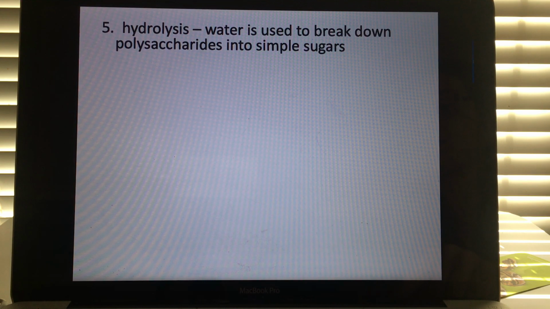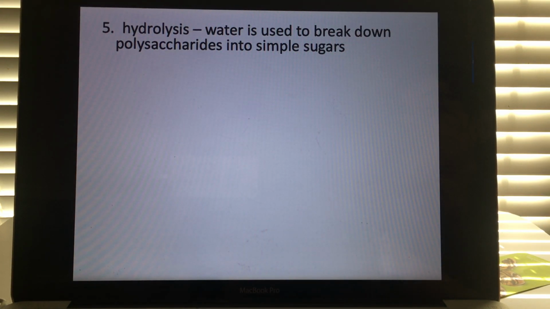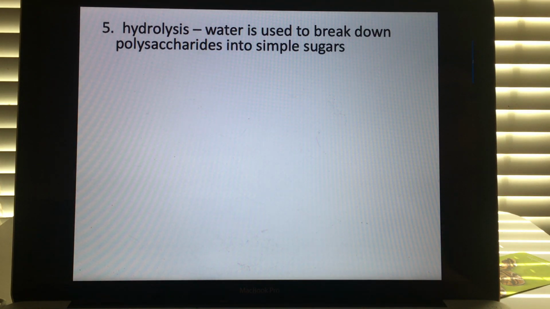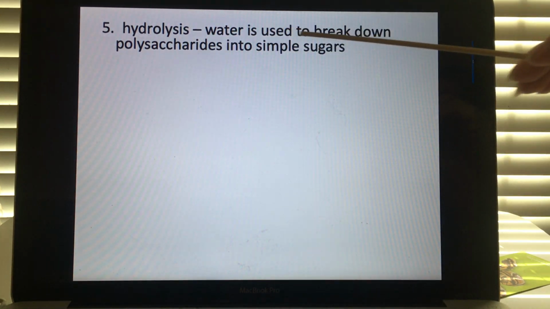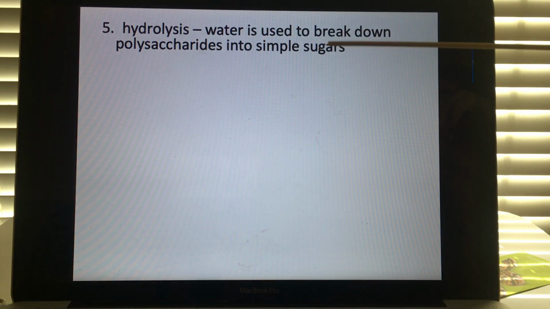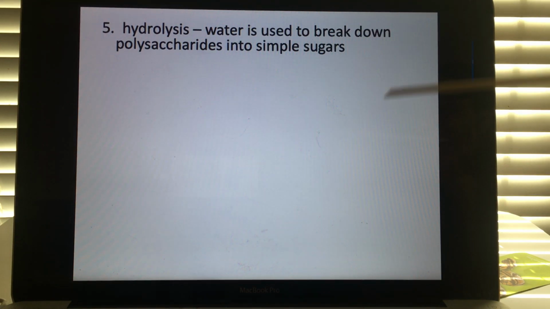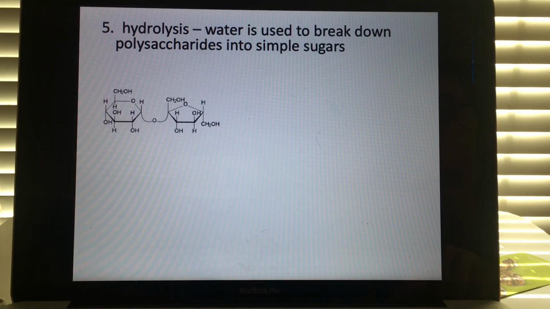So hydrolysis is the opposite of dehydration synthesis. And we're going to see hydrolysis and dehydration synthesis throughout this unit many times, no matter really what class of organic compounds we're talking about. But hydrolysis is when water is used to break down polysaccharides into disaccharides and monosaccharides. It is the reverse of the process you've seen before.